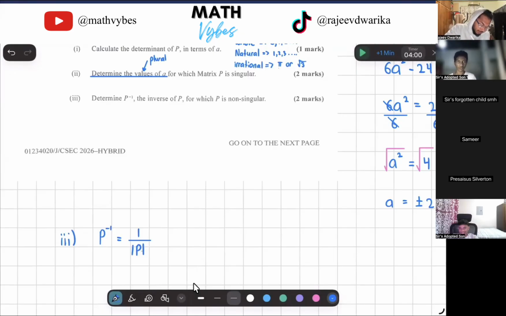Right? 1 over the determinant of P, multiplied by the adjoint.